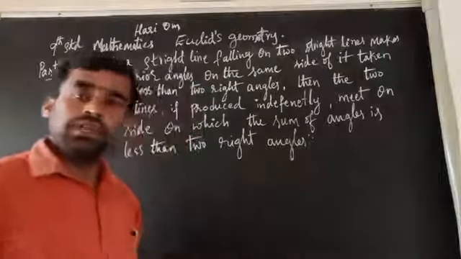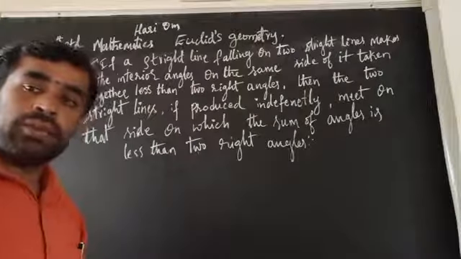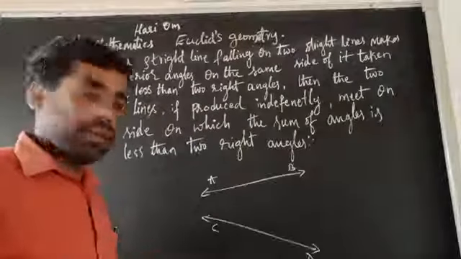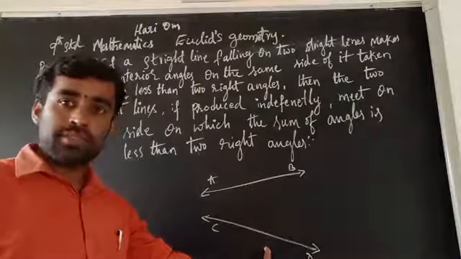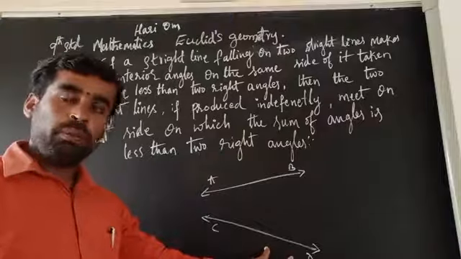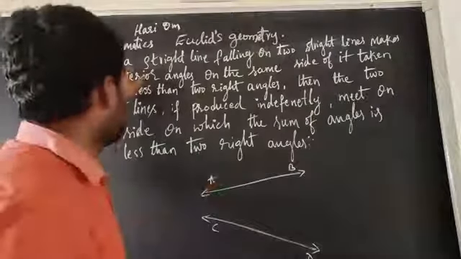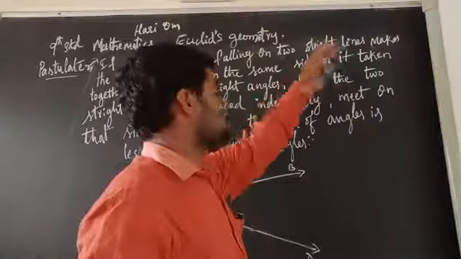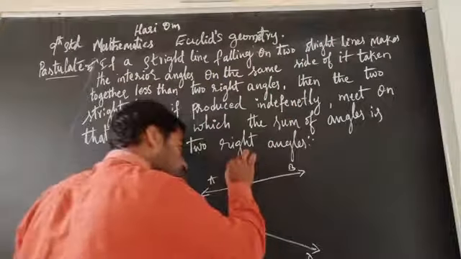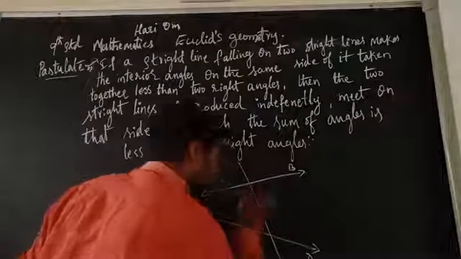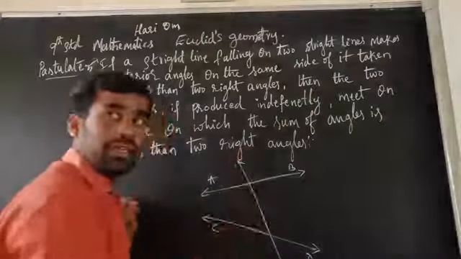That means here I am going to draw two lines. You can observe that A, B, C, D are the two straight lines that I have drawn. Now see, a straight line falling on two straight lines. Here I have taken two straight lines. Now I will draw another straight line which intersects the two straight lines.